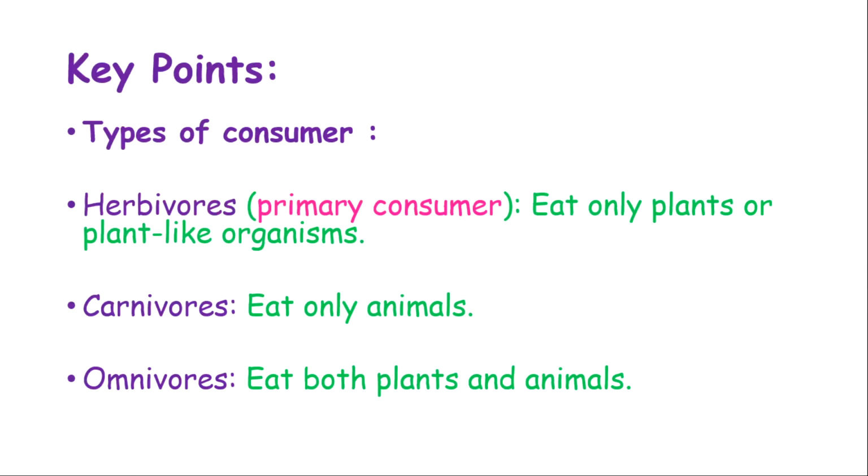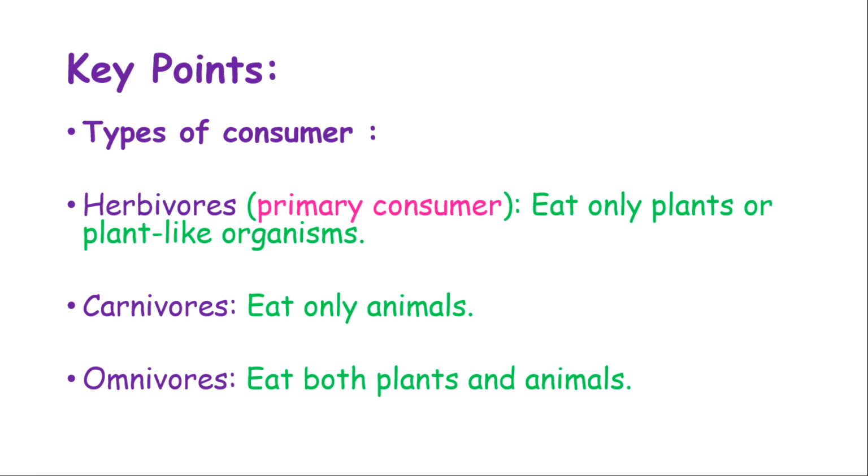Now, consumers can be classified under 3 categories. The one type of consumer is called herbivores, and they are also called primary consumers. They eat only plants or plant-like organisms such as phytoplankton and algae. Okay. Now carnivores eat only animals or meat, such as lions.